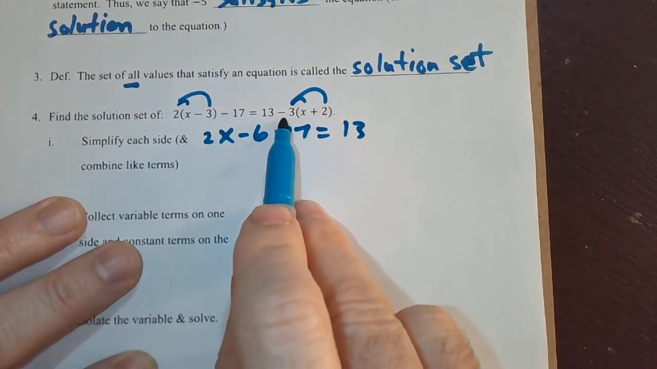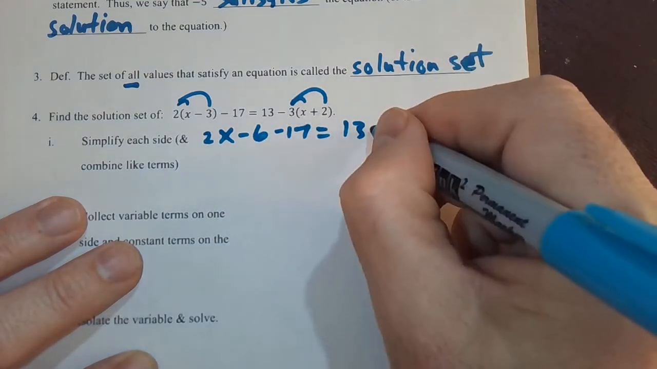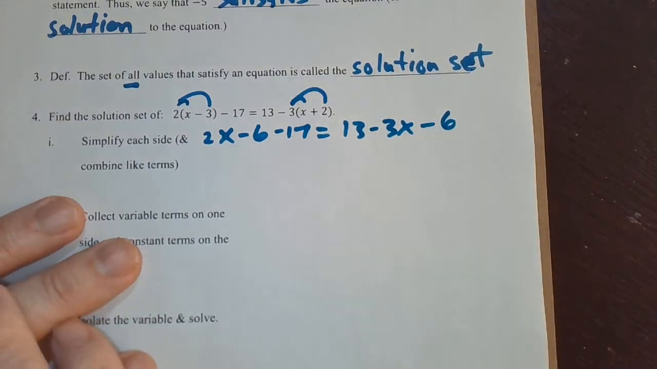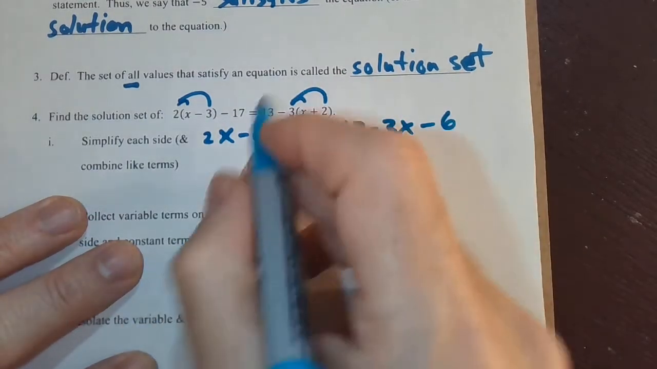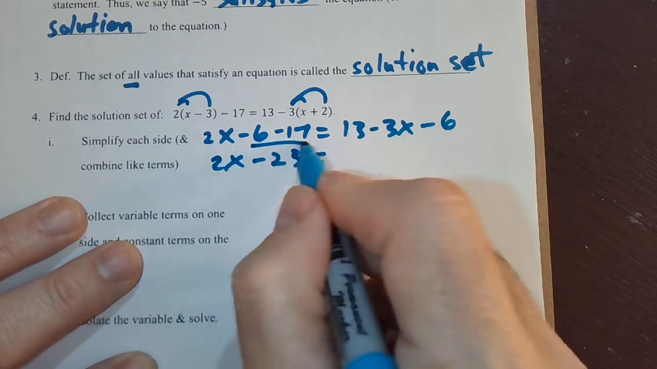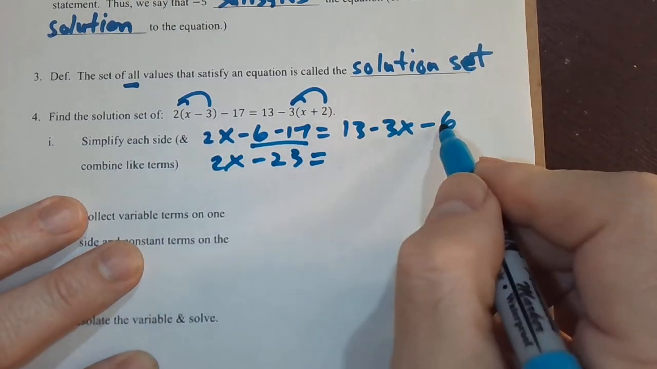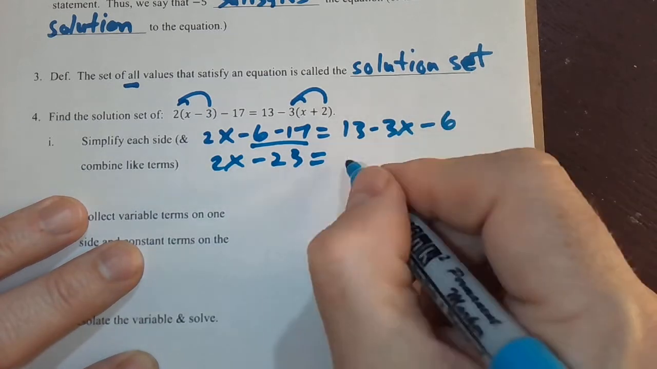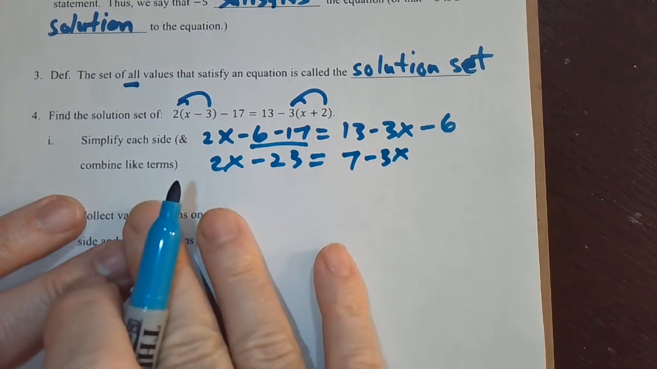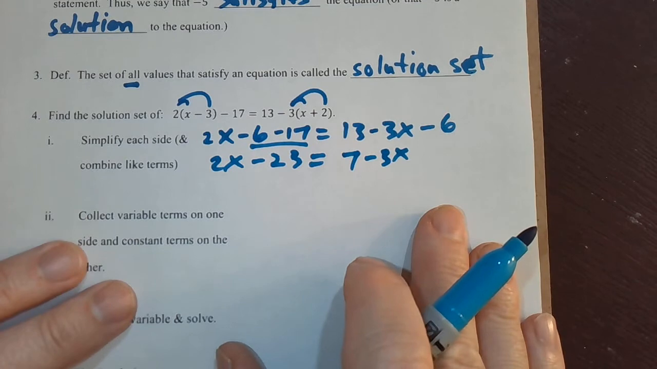Now don't forget to multiply the negative 3 times x and the negative 3 times 2. Minus 3x minus 6. So, on the left-hand side, we get 2x minus 23, combining those two together. And that's equal to, let's combine these like terms, the 13 and the negative 6. 13 minus 6 is 7. So now we have done exactly what step 1 says. We simplified both sides and we combined the like terms.